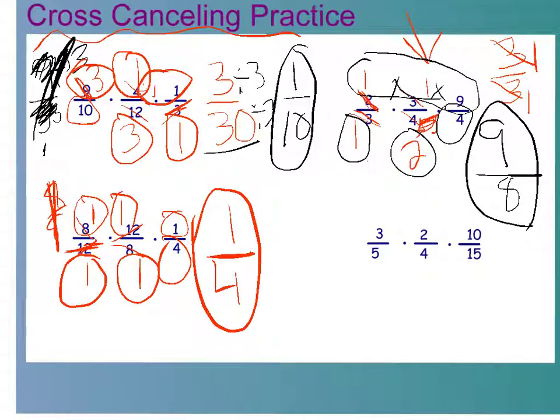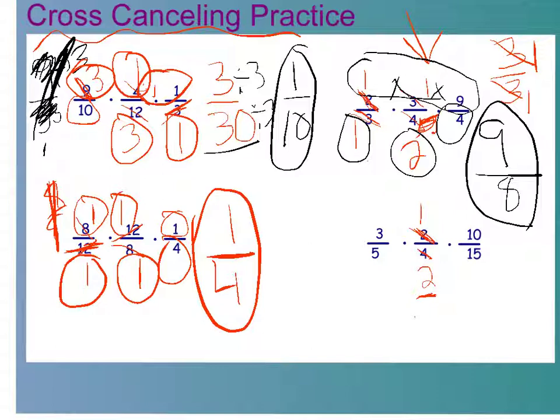Let's look here. All right, I look right in the middle, and what I can do is 2 goes into 4. How many times? 2 goes into 4 2 times. So I divide 4 by 2, and I divide 2 by 2 and get 1. Then I look here and I say, can 2 divide any number on top? And 2 can still divide the 10. And that's okay to do.